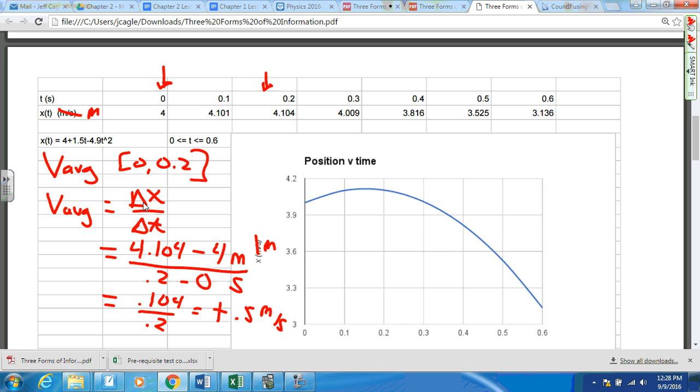Well, 0.104 divided by 2 is the same as 1.04 divided by 2. We got, so then when you divide, you get 0.52.